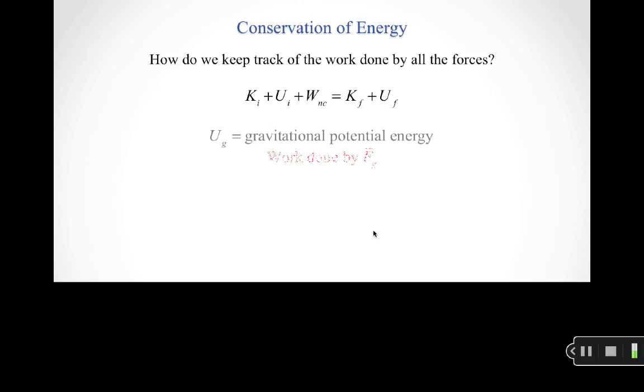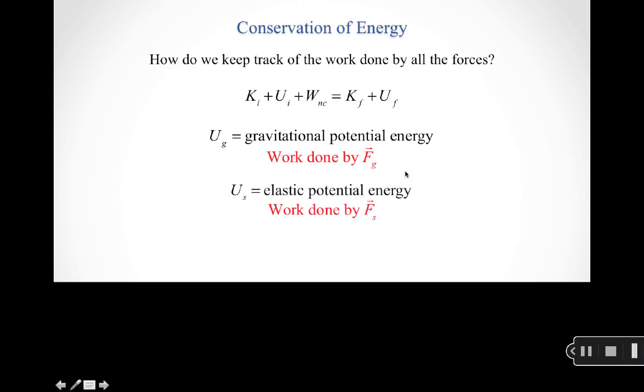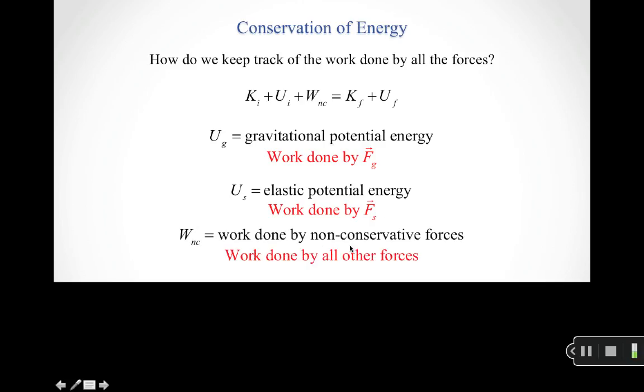So how do we keep track of the work done by all the forces? Well, we're going to do that by thinking about the work done. A couple of ways we can think about the work done by a couple of special forces is by thinking about our potential energy terms. So the potential energy terms are gravitational potential energy, which helps us keep track of the work done by the gravitational force, and elastic potential energy, which will help us keep track of work done by the spring force.